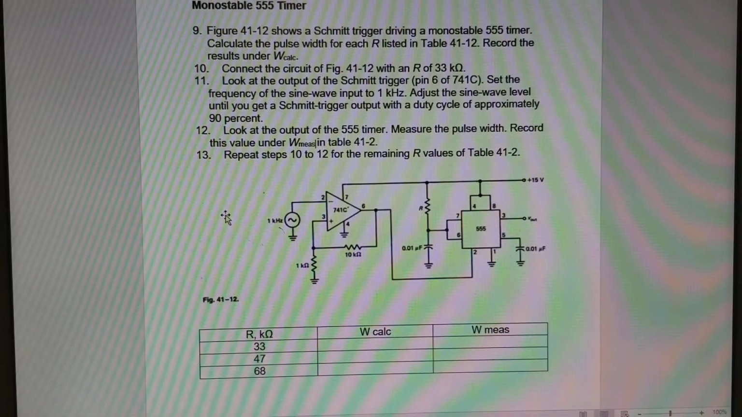Hello, Devices 2. This is Professor Late, and this is Lab 3, the third and final part. We'll be going over the monostable 555 timer.